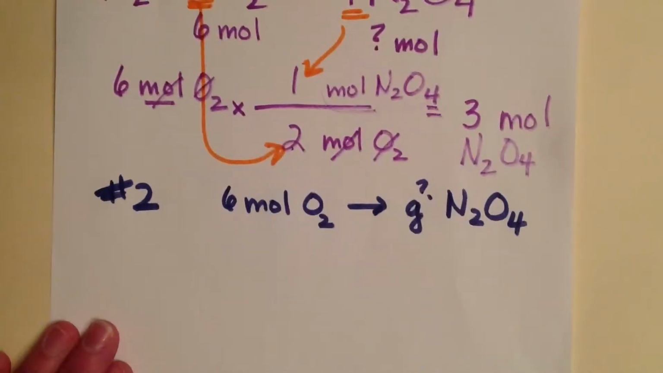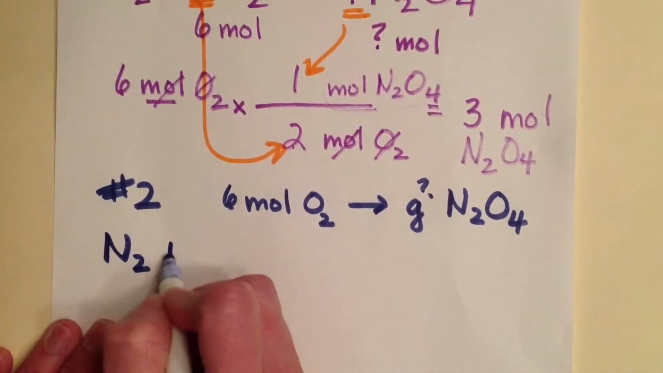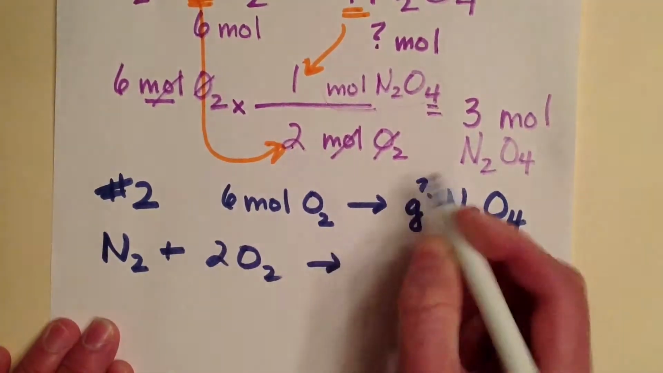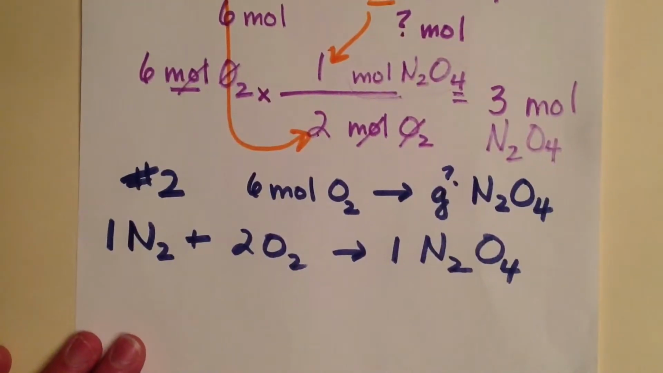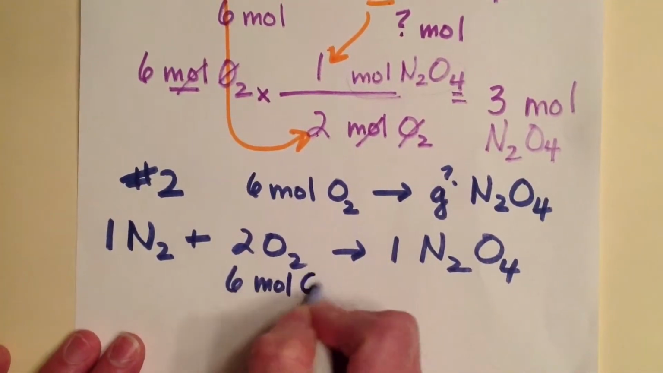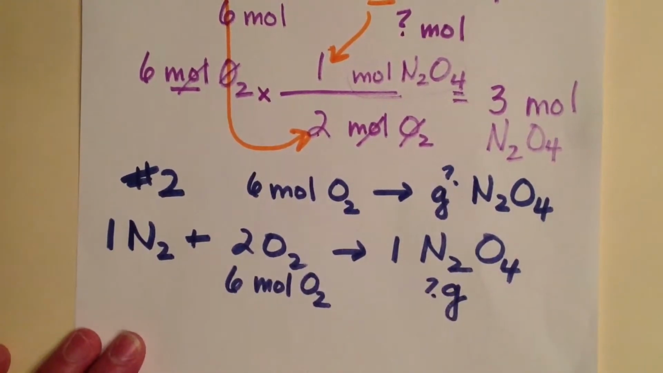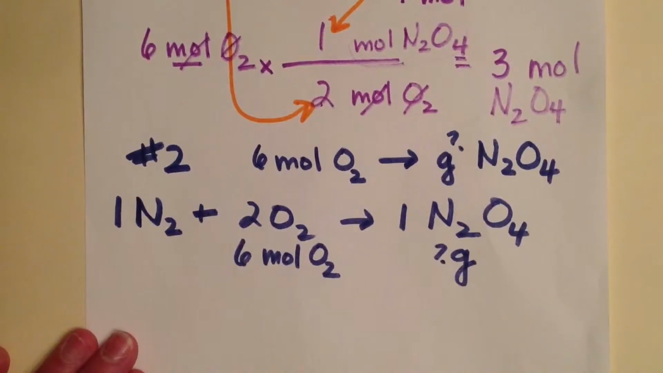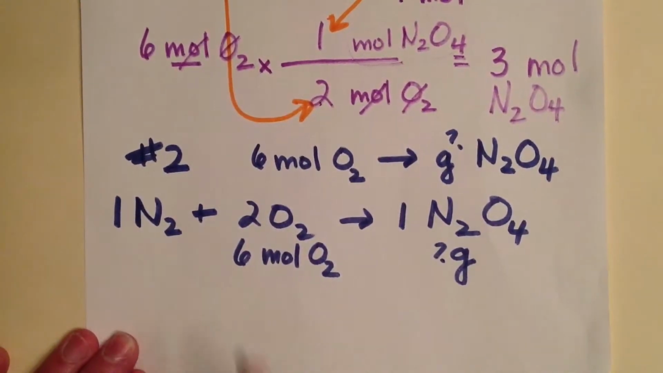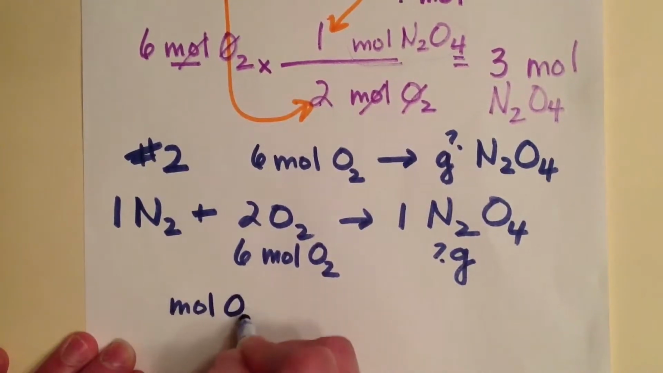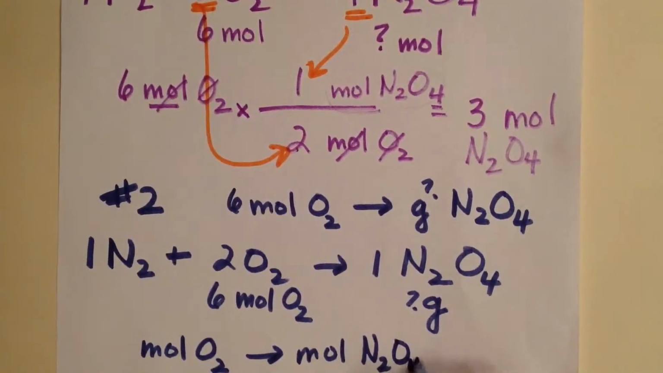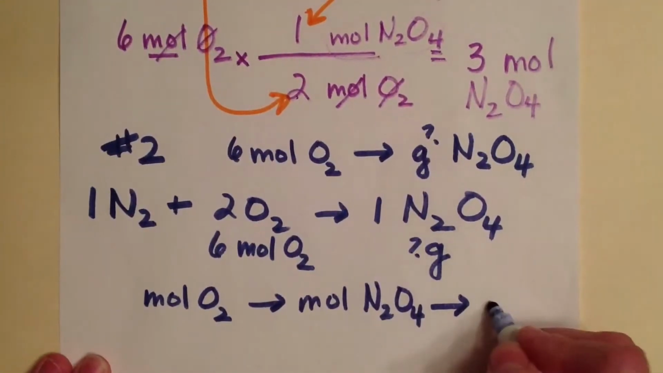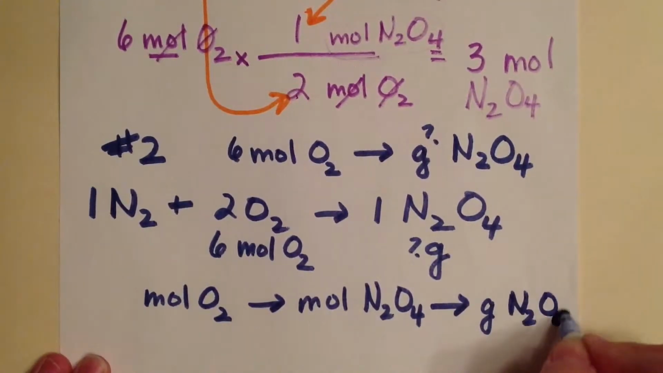So believe it or not, we go through the same steps. I'm going to go ahead and rewrite the equation and make sure that it's balanced. And in this problem, we still have the 6 moles of oxygen, and we're finding grams. So the plan, what I'm going to call the stoichiometry molar roadmap, is that we have to go from moles of oxygen, and still what we did in the last problem, get to moles of dinitrogen tetroxide. But then in the final step, we're going to change that to grams of dinitrogen tetroxide.